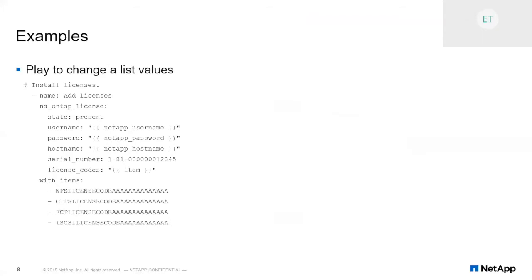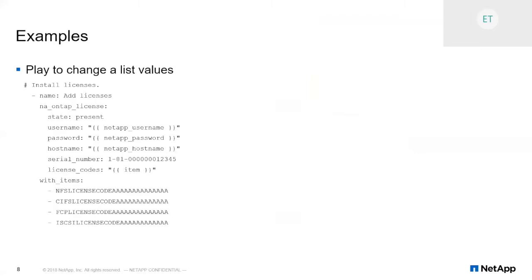So the next example is a slightly more complicated version. Again, you have a lot of the same pieces. You still have the comment at the top, the name field for the name of the task or play that you're going to be running, the module that you're going to call, the state, your authentication, and some variables that you're going to set. The big difference with this one is you have a list at the bottom. In this case, that's just a list of license codes.